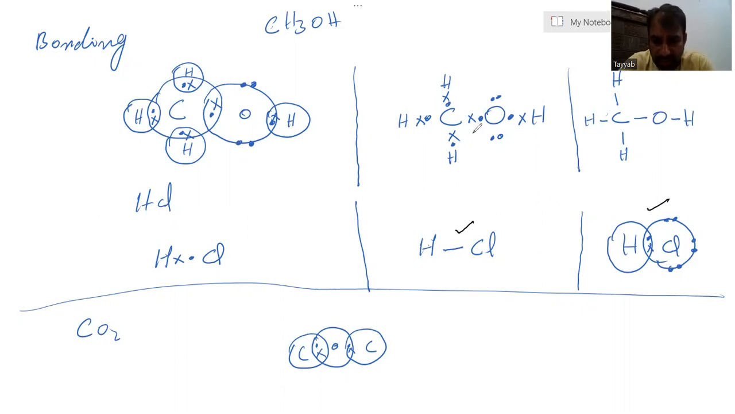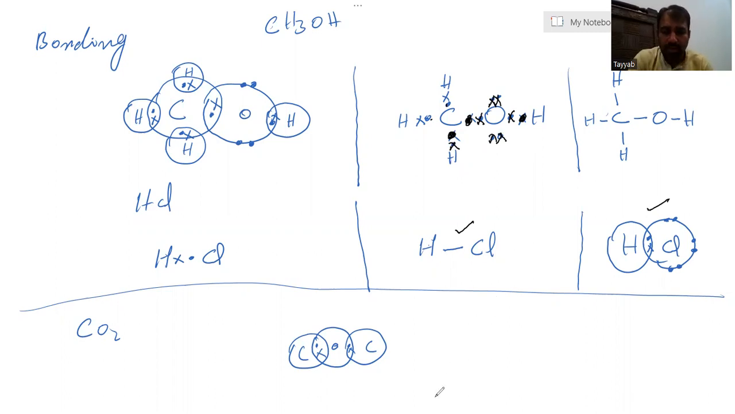Here one thing I am noticing: here it should be dot and it should be cross. Again it should be dot and it should be cross. If it is cross, then all of these we have to show with crosses, and this is with dots. Be careful about it.